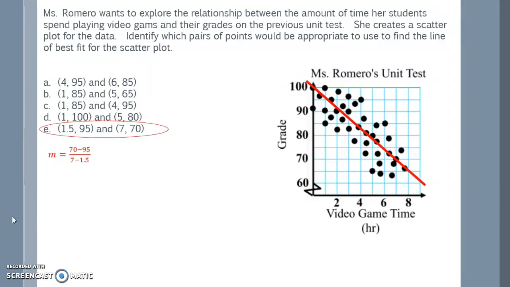So we first need to find our slope. Our slope is the change in y over the change in x, which simplifies to -4.5. We can see that our y-intercept is at 100. Therefore, our equation is y equals -4.5x plus 100.